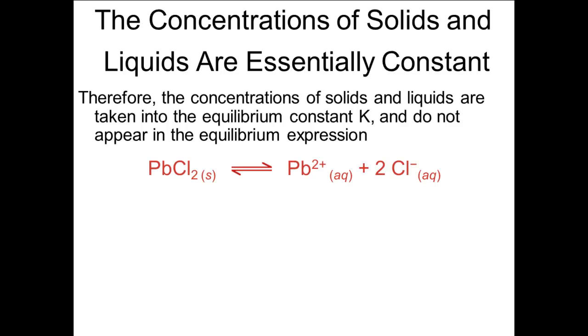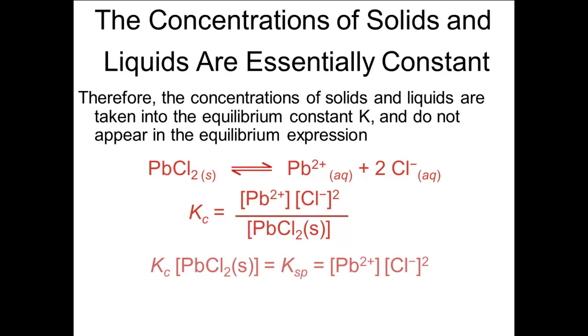For example, let's look at the equilibrium for the dissolving of lead-2 chloride. PbCl2 solid in equilibrium with Pb2+ ions and 2 chloride ions. The equilibrium expression would be written Kc equals the concentration of Pb2+ times the concentration of Cl- squared over the concentration of PbCl2 solid. However, since we know that the concentration of the solid is a constant, we can move it to the same side as Kc, making another constant which we call Ksp.